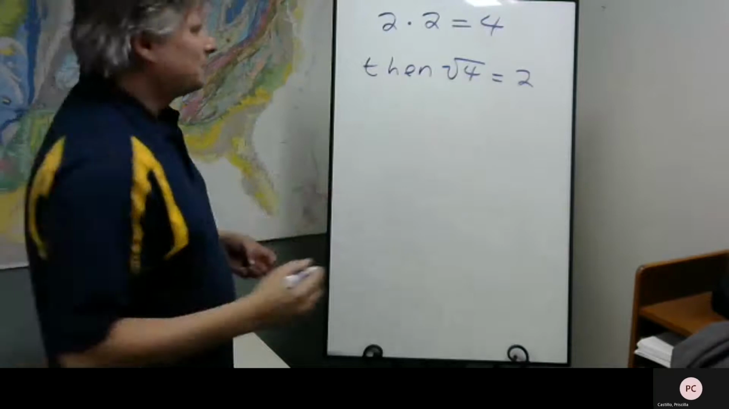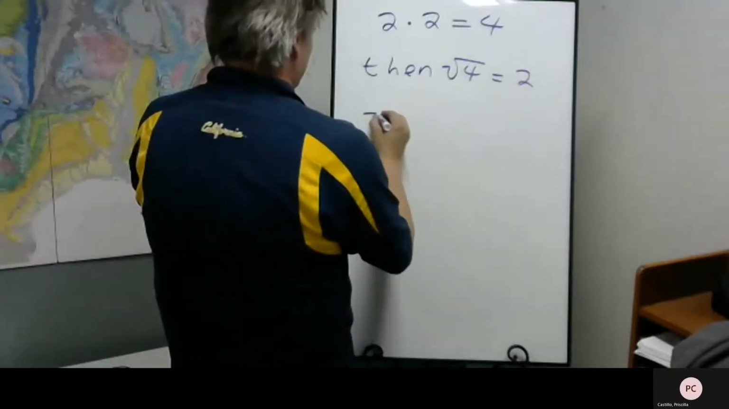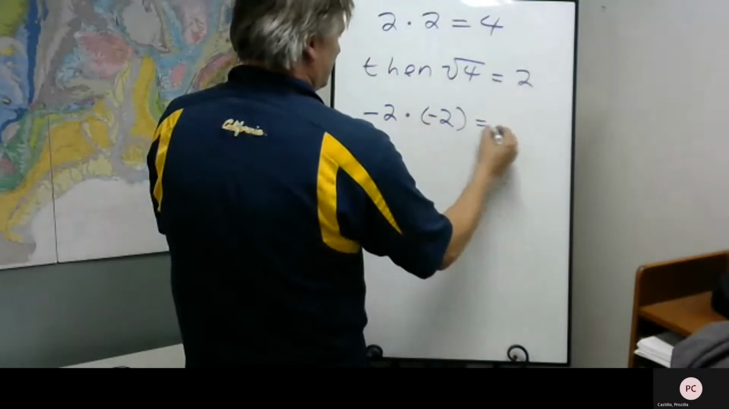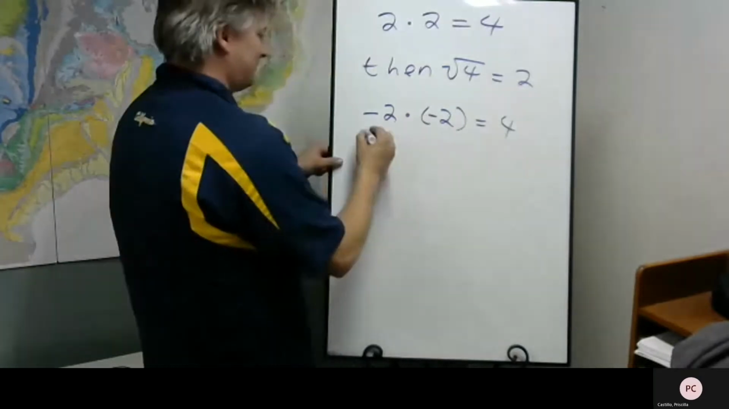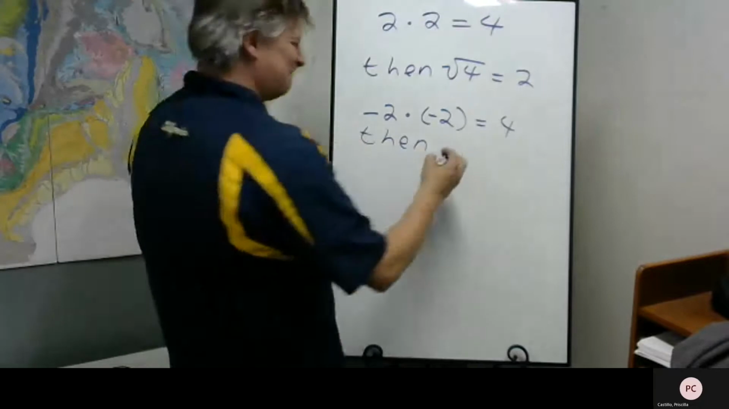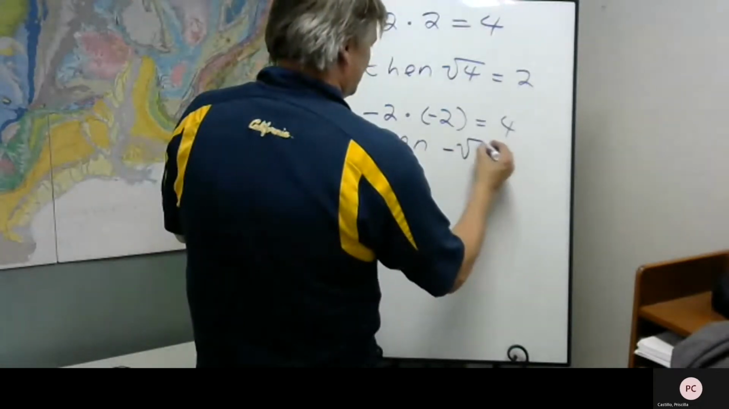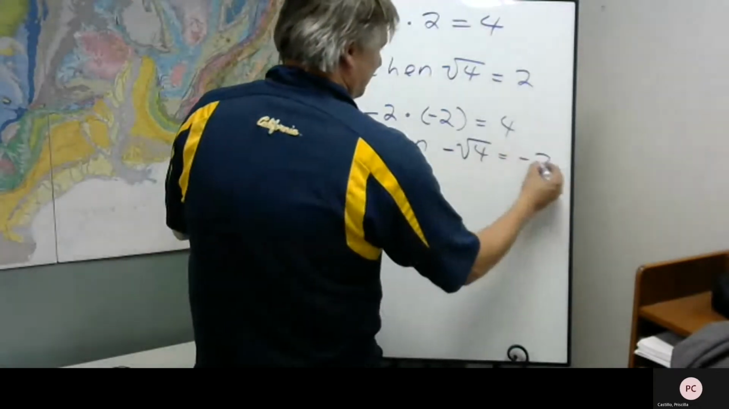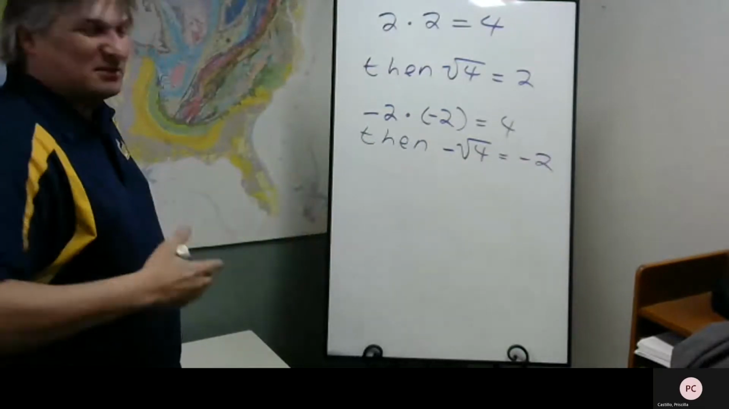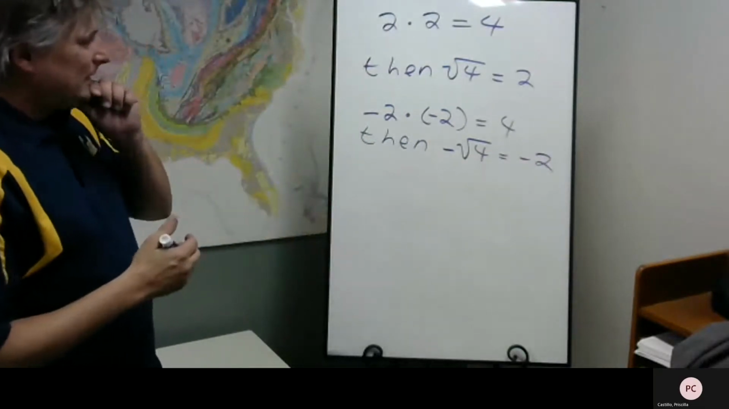Now, likewise, we can say this. -2 times -2 is equal to 4. Then, and this is sort of how the text does it, the negative square root of 4 is -2. So that's sort of how they go about it.